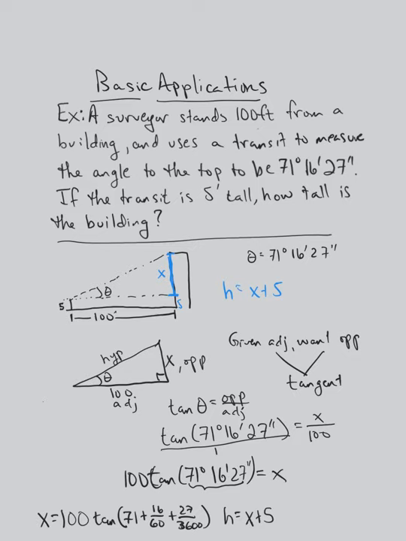I'm typing in 100 tangent of 71. Oops, almost typed 70. 71 plus 16 over 60 plus 27 over 3600. Then I close my parentheses and then I type plus 5. And that's going to give me my height. And you can see there that rounds. We get 299.999 and so we can see that that's pretty good evidence that the height is probably 300. I'll put an approximate mark there, and so that's 300 feet.